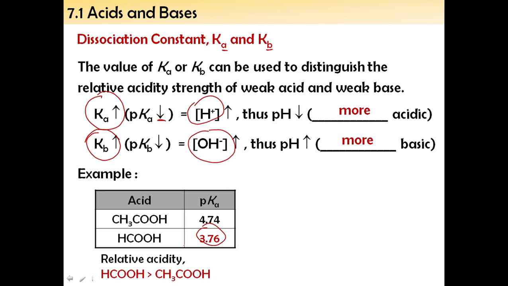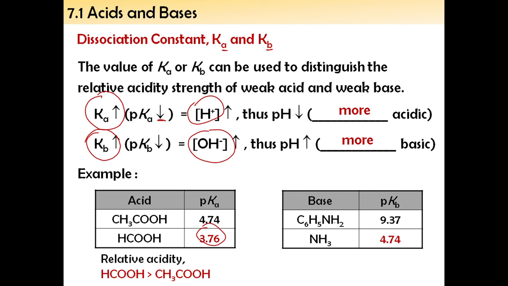Dan untuk base pula, saya ada dua base dekat sini. Dua-dua adalah weak base. But we can compare the strength of basicity. Untuk NH3, this pKb value is smaller, okay, lower. Jadinya dia lagi basic dekat sini. Jadi kita boleh tulis NH3 is more basic compared to C6H5NH2.